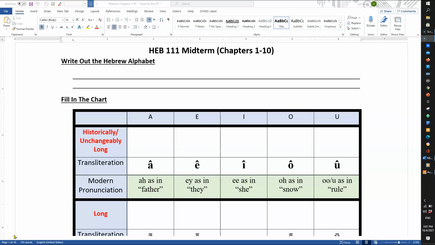So, this will be the midterm. So write out the Hebrew alphabet. Can you say the alphabet with me? Aleph, Beit, Gimel, Dalet, Hey, Vav, Zayin, Chet, Tet, Yod, Kaf, Lamed, Mem, Nun, Samekh, Ayin, Pei, Tzadeh, Kof, Resh, Sin, Shin, Tav. 22 letters. You all feel good about that?